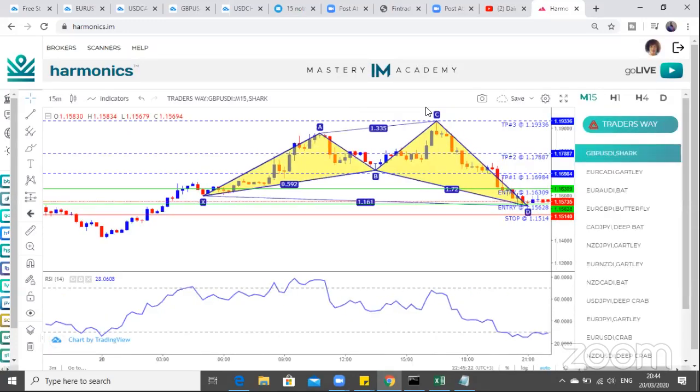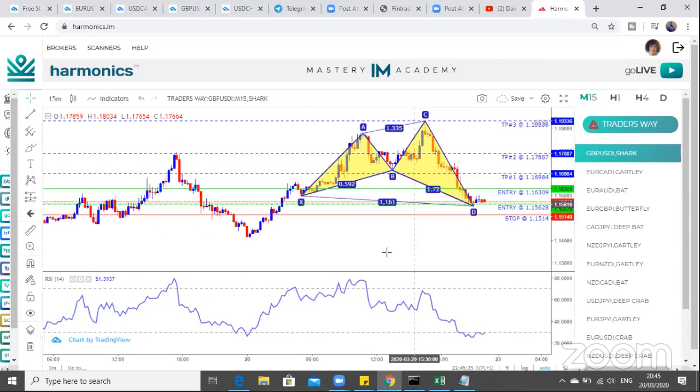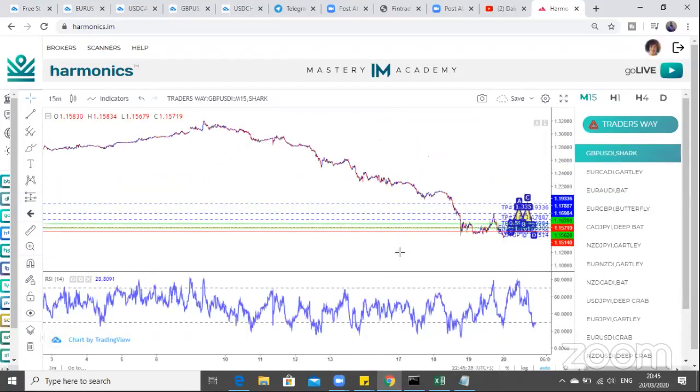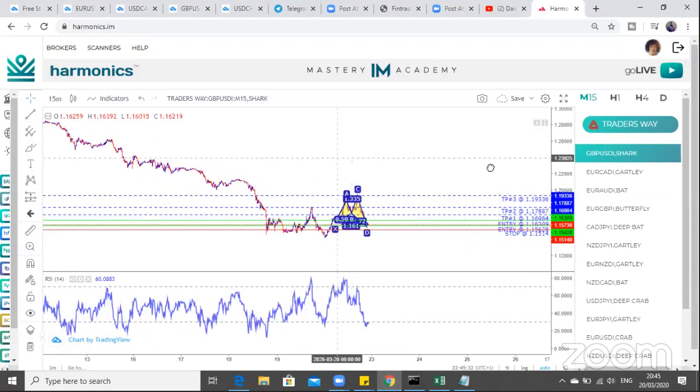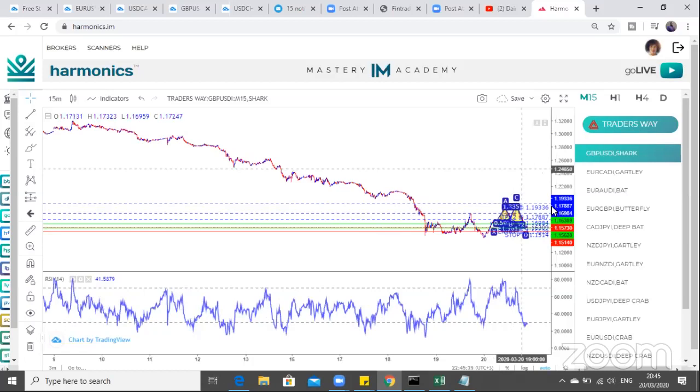So now when I come to the harmonic scanner, as usual, this is GBP USD. Look left. What do we have? Everybody on the call, is the trend coming down or going up? Everybody.